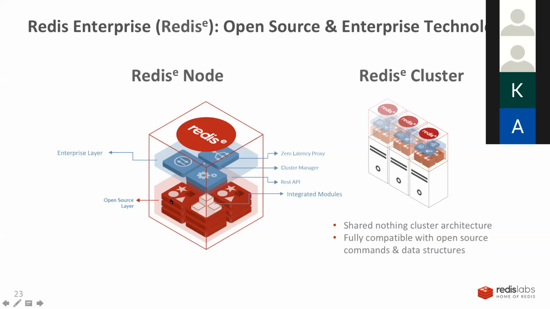The blue layer, the enterprise layer, comes there to fix that. It has 3 logical components. The most prominent one is the zero latency proxy, acting as a highly available endpoint for applications connecting to a database. So rather than your application connecting to Redis instances directly, they go through the proxy. And the proxy is there to hide the cluster topology of Redis Enterprise Cluster.